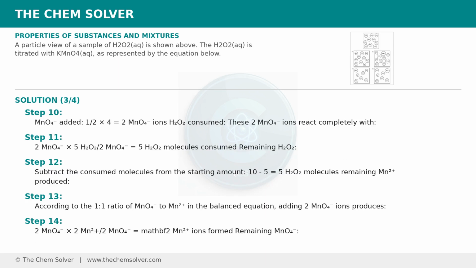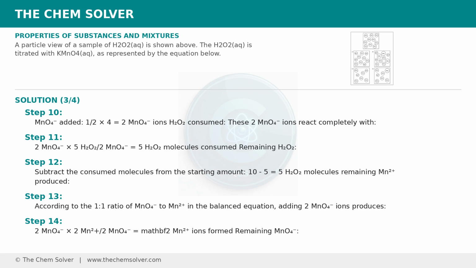MnO4⁻ added: 1/2 times 4 is equal to 2 MnO4⁻ ions. These 2 MnO4⁻ ions react completely with 2 MnO4⁻ times 5H2O2 over 2 MnO4⁻ equals 5 H2O2 molecules consumed. Remaining H2O2: subtract the consumed molecules from the starting amount.